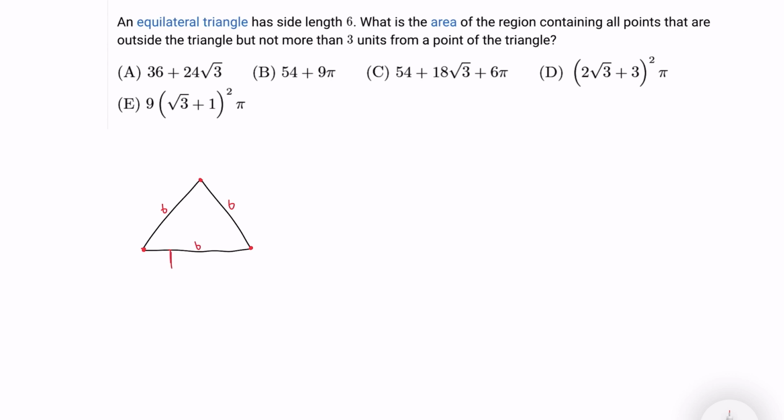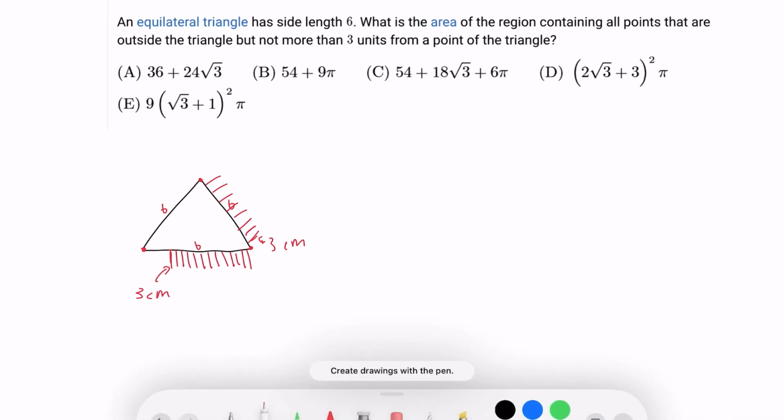So let's just pretend, obviously not drawn to scale, that this is 3 centimeters. And if it's not more than 3 centimeters from a point of the triangle, and it's asking what is the area of the region containing all of the points, then it would, for example, be the area of all of this. And all of these are 3 centimeters. So as I drew out those little lines, we see that we can actually split the region up to find the area.